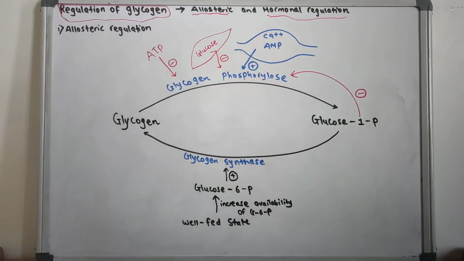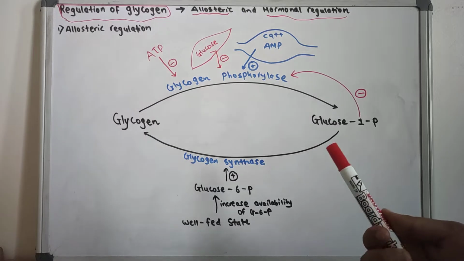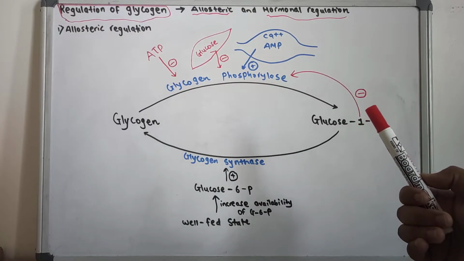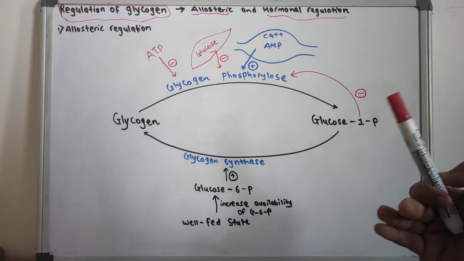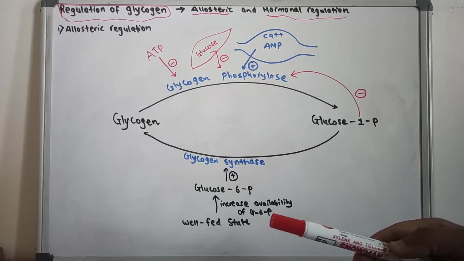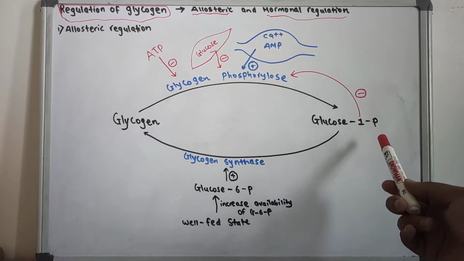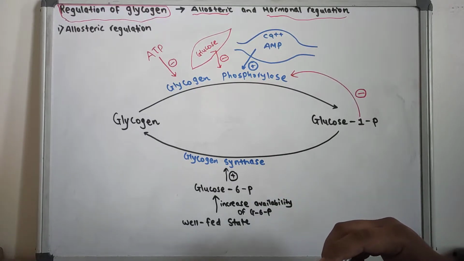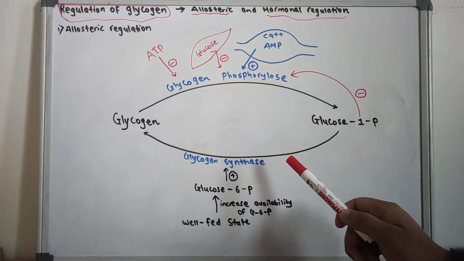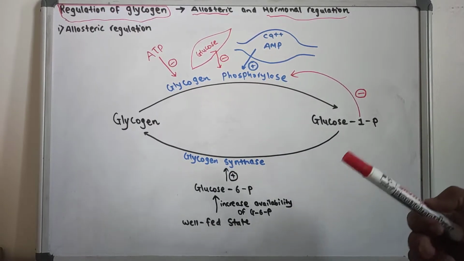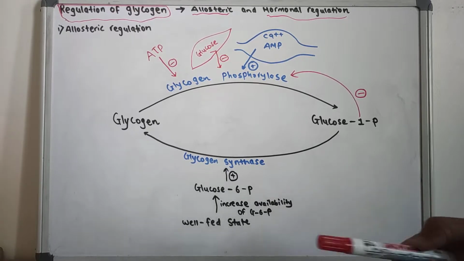Now let us talk about the regulation of glycogen. Before starting, I want you to know the various steps of glycogenesis and glycogenolysis. As I have already told you, the rate limiting enzyme in glycogenesis is glycogen synthase, which converts glucose 1 phosphate to glycogen. And in glycogenolysis, the rate limiting enzyme is glycogen phosphorylase, which converts glycogen to limit dextrin.